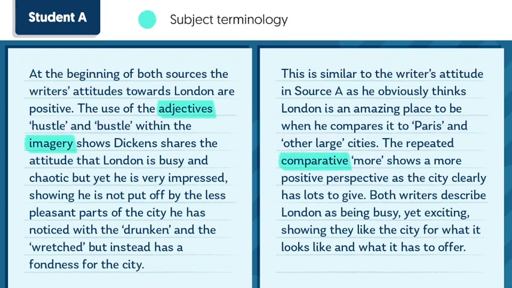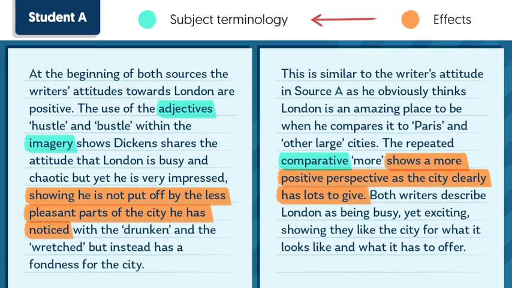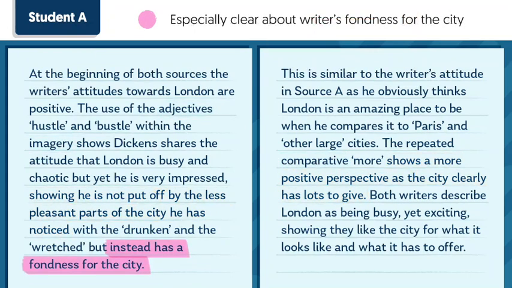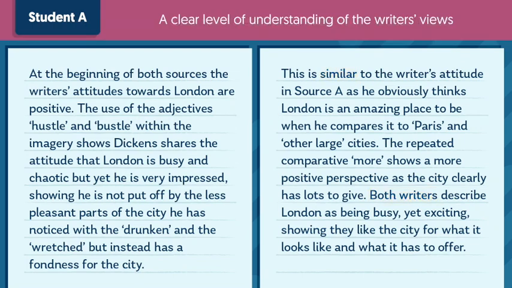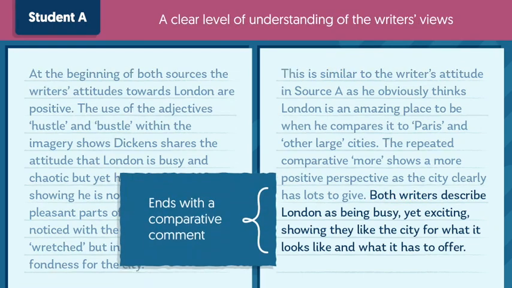The answer also contains subject terminology like imagery, adjectives, and comparative, but most importantly, the student focuses on the effects of this terminology. Student A's writing is especially clear when they talk about the writer's fondness for the city. When linking the sources, they use connective or comparative language. The answer shows a clear level of understanding with regards to the writer's views, and student A neatly ends the paragraph with a comparative comment.